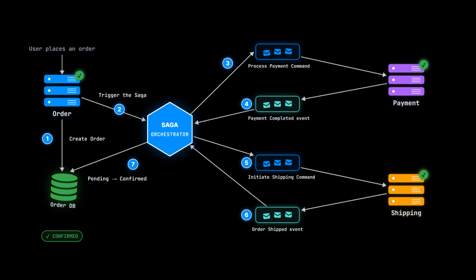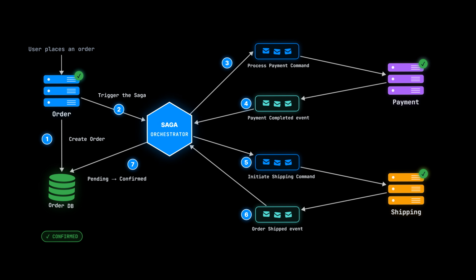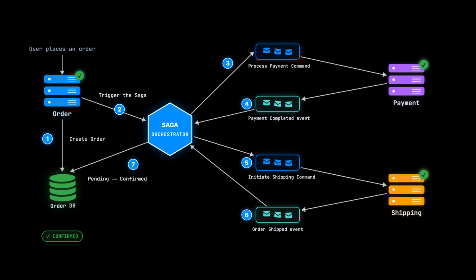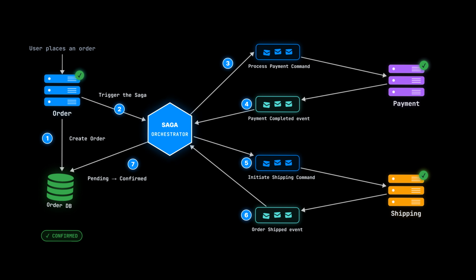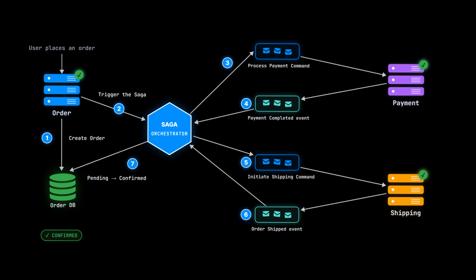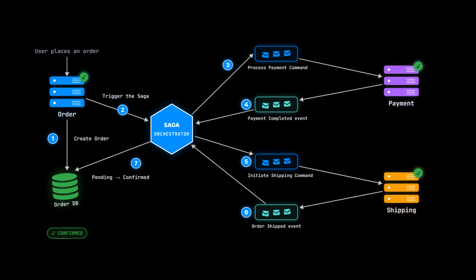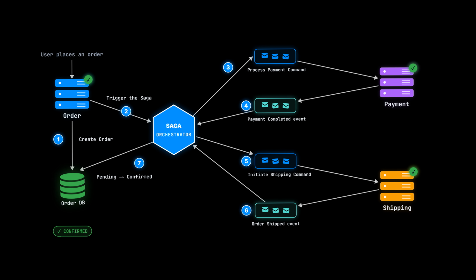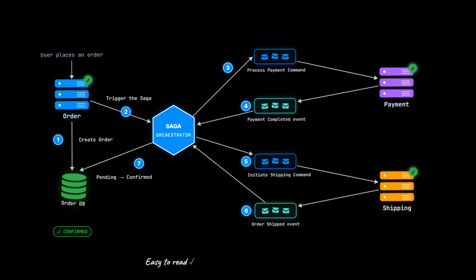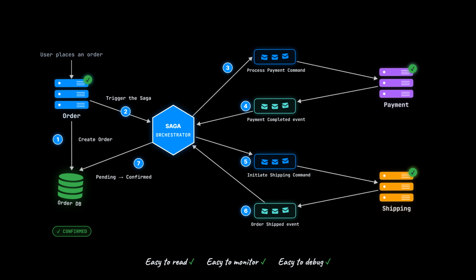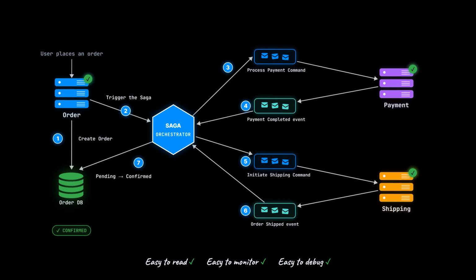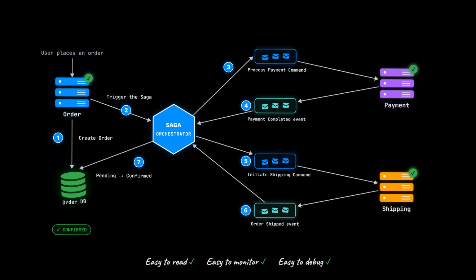And here's the elegant part. The orchestrator knows exactly where it is in the flow at every moment. So the instant payment fails, it immediately fires the compensations in order from one place. Release inventory, cancel order. The entire business flow lives in one place. Easy to read, easy to monitor, easy to debug. If something breaks, you know exactly where to look.